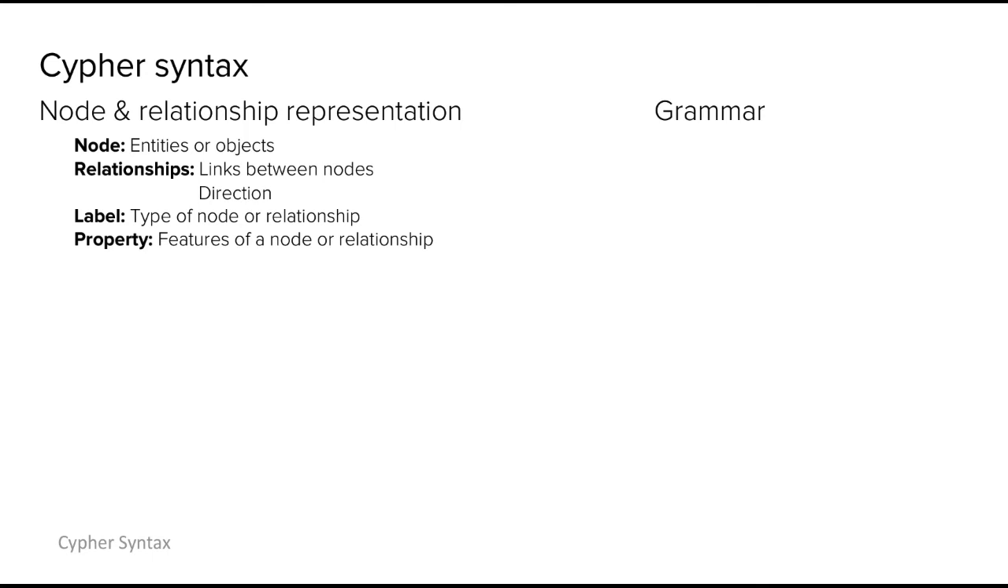The nodes are the objects and entities of interest. The relationships define how the nodes are linked or related. The labels categorize the nodes and relationships in types. Their properties are the features of nodes and relationships. Both the labels and properties are set freely in terms of naming.